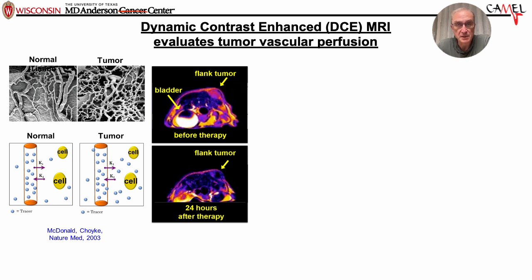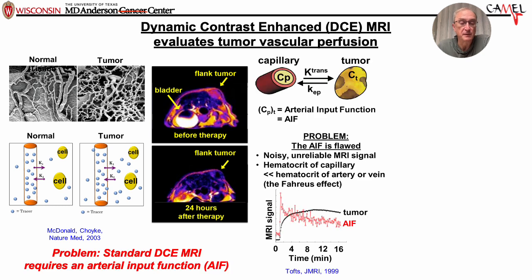However, there's one major technical issue with DCE MRI. There are a number of problems, but there's one major technical issue, and that is that standard DCE MRI requires an arterial input function. It requires the detection or monitoring of the pharmacokinetic uptake and washout within the blood vessel network, known as the arterial input function, that is then inputted into the equation, or the agent is inputted into the tumor by having transport of the contrast agent from the capillary to the tumor. Well, that's a noisy, unreliable signal. I've spent hours of my life hunting for that small dot in the image that represents an AIF.